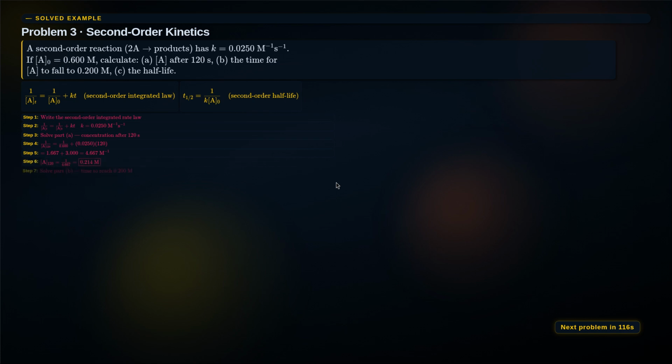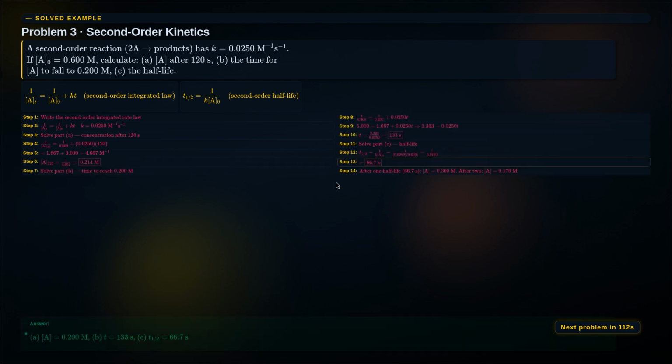Problem 3, second-order kinetics. A second-order reaction of type 2A going to products has k equals 0.0250 inverse molarity inverse seconds. Initial concentration is 0.600 molar. Calculate. Part A, concentration after 120 seconds. Part B, the time for concentration to fall to 0.200 molar. Part C, the half-life. Let's solve step by step.